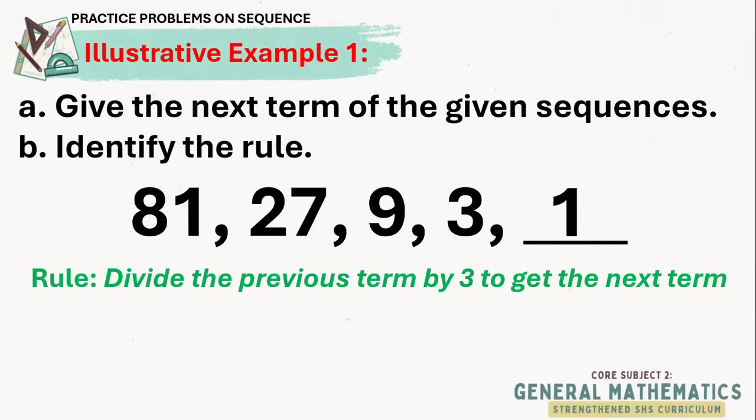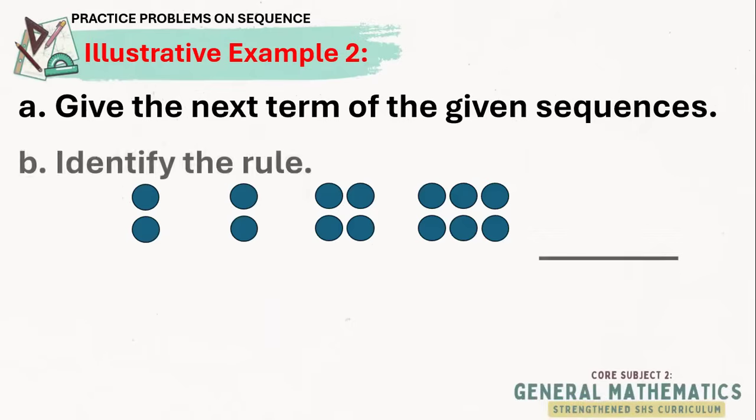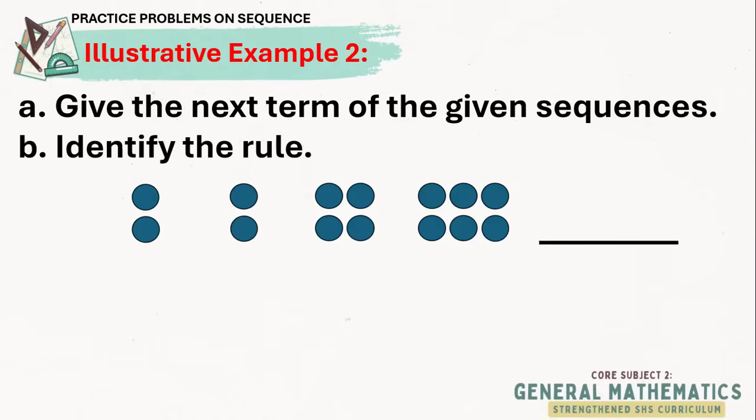Do we have the same answer? Let's proceed to example number 2. Give the next term and identify the rule. So you should be able to draw this particular example. Observe, it seems to be a Fibonacci sequence. So, what do we do if it's a Fibonacci?